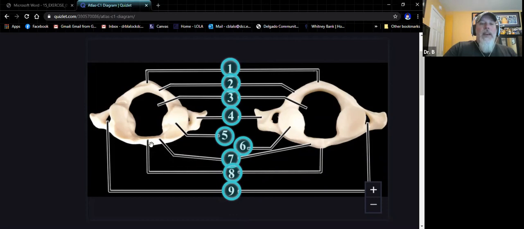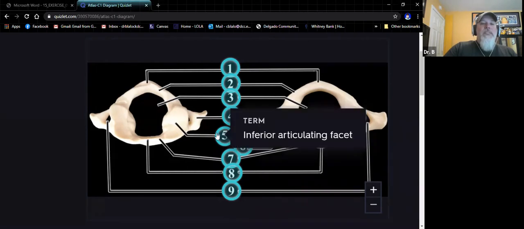This is going to be the anterior arch, and this is going to be the posterior arch. So we do have some different structures on Atlas. Now, right here, number 5, this is the top side of our atlas. So this would be our superior facet.